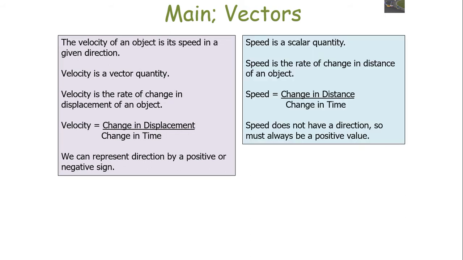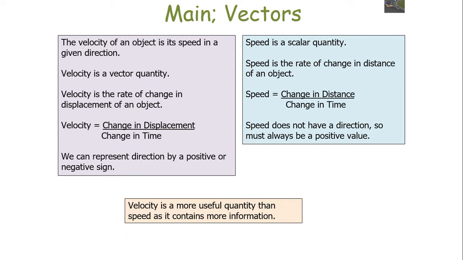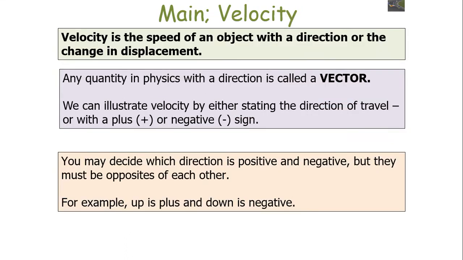Whilst speed is a scalar, it's the rate of change of distance. So whilst velocity is a change in displacement over a change in time, speed is a change in distance over a change in time. So speed does not have a direction, so it must be a positive value. So velocity is a much more useful quantity than speed because it contains more information. So because velocity is a vector, we can actually determine the direction of motion of an object.